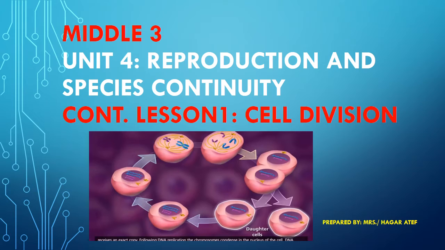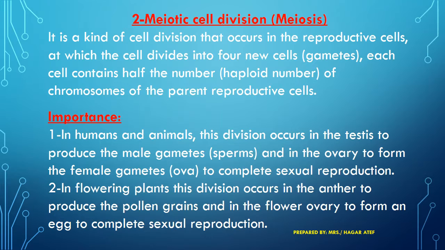Hello, middle three. We will continue lesson 1, cell division. Number 2, meiotic cell division or meiosis. It is a kind of cell division that occurs in the reproductive cells, at which the cell divides into 4 new cells, gametes. Each cell contains half the number or haploid number of chromosomes of the parent reproductive cells.